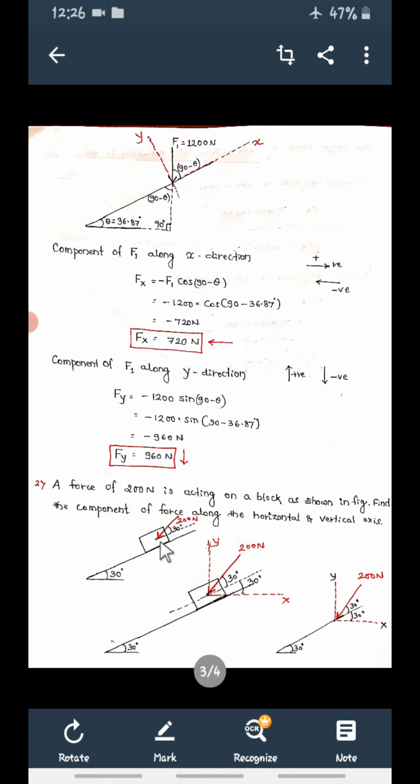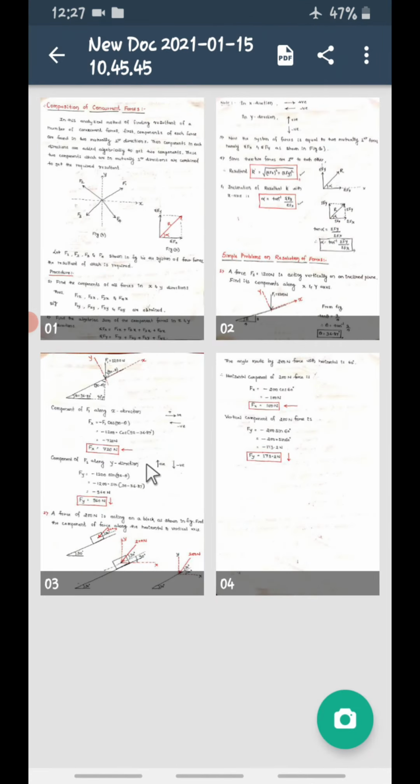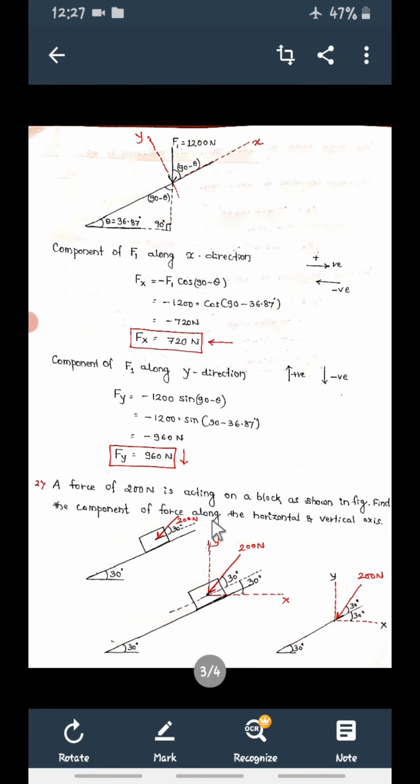So find the component of force along the horizontal and vertical axis. Remember, here you have to find the component of this 200 along horizontal and vertical. Okay, so now see, the same diagram I have drawn. This inclined plane is making an angle of 30 degrees. So then this 200 Newton force is making an angle of 30 degrees with this plane.